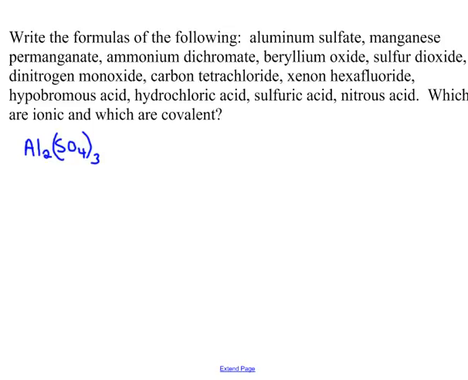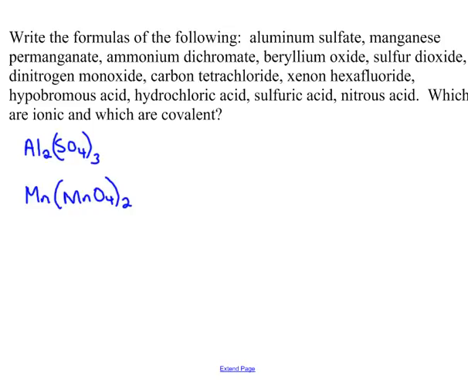Manganese permanganate. We're going to assume that's manganese 2 permanganate. So manganese is Mn2+, permanganate is MnO4−. We need 2 permanganate ions because they're minus 1 for each plus 2 manganese.